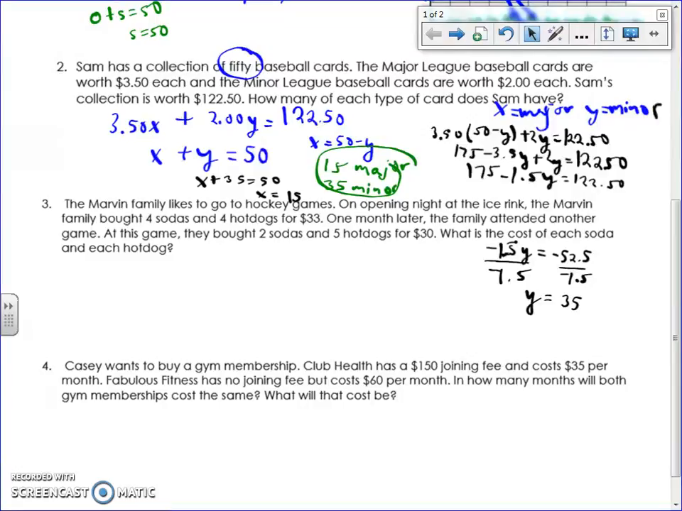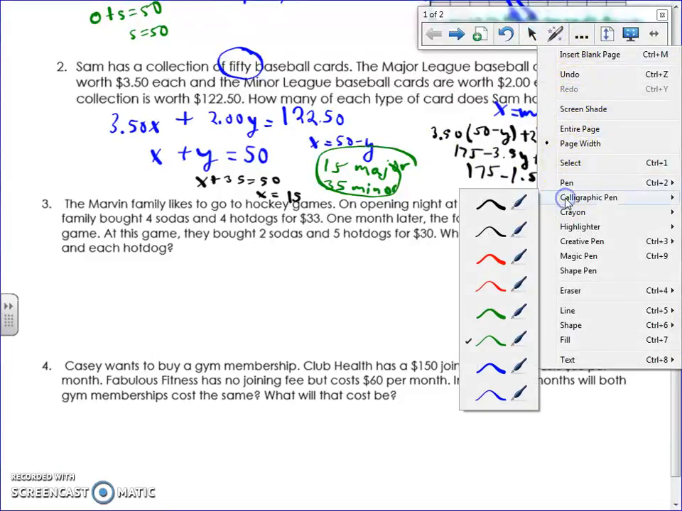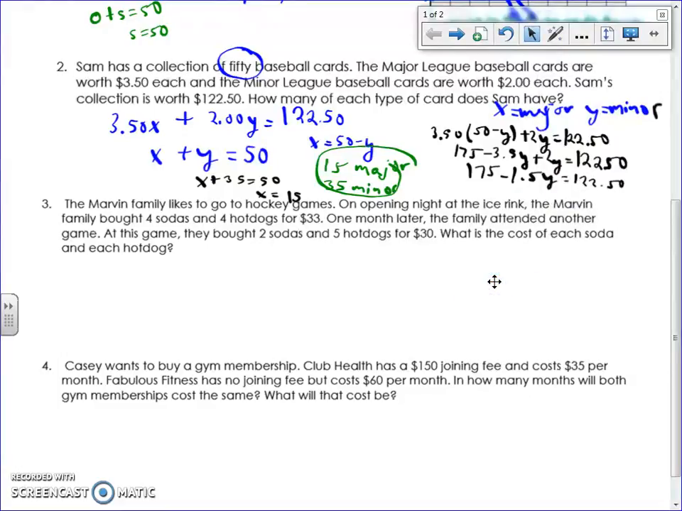Okay, moving on to number 3. So we have on number 3, the Marvin family likes to go to hockey games. On opening night at the ice rink, the Marvin family bought 4 sodas and 4 hot dogs for $33, and then one month later they bought 2 sodas and 5 hot dogs for $30. So again, I'm going to use different variables here, S and H for sodas and hot dogs. So 4 sodas plus 4 hot dogs gave me $33. And then 2 sodas plus 5 hot dogs gave me $30.